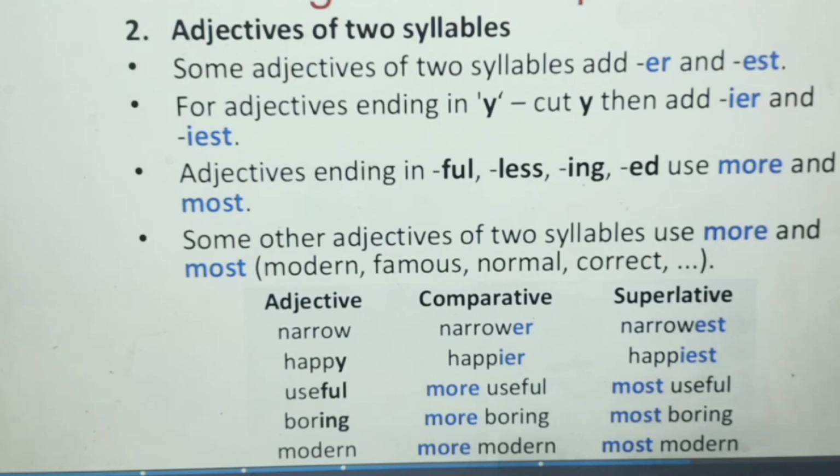Adjectives of two syllables. Some adjectives of two syllables add er and est. For adjectives ending in y, remove y and add ier and iest. Adjectives ending in full, less, ing, ed use more and most. Examples: narrow, narrower, narrowest. Happy, happier, happiest. Useful, more useful, most useful. Boring, more boring, most boring. Modern, more modern, most modern.